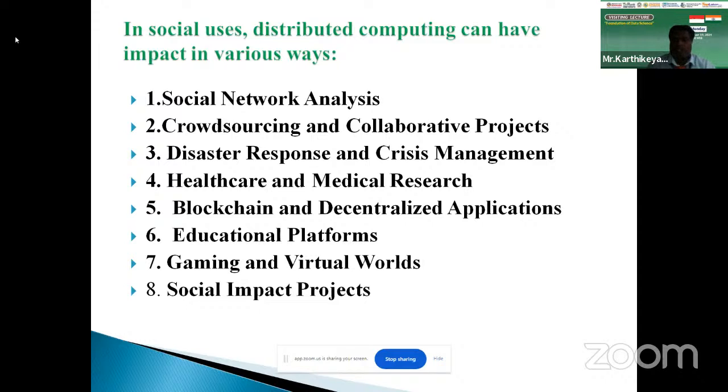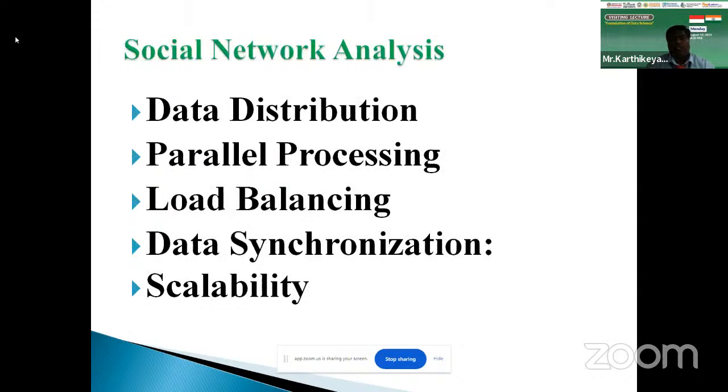First we discuss social network analysis. Social network analysis follows five key points. The first is data distribution, the second is parallel processing, the third is load balancing, the fourth is data synchronization, and the fifth is scalability. These are the elements that drive social network analysis.